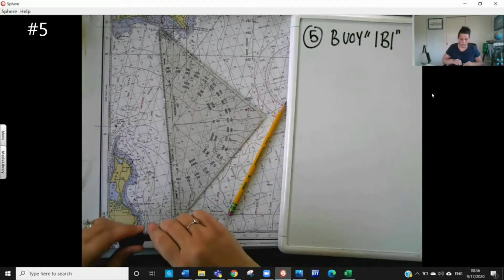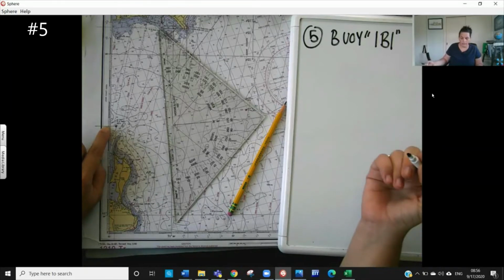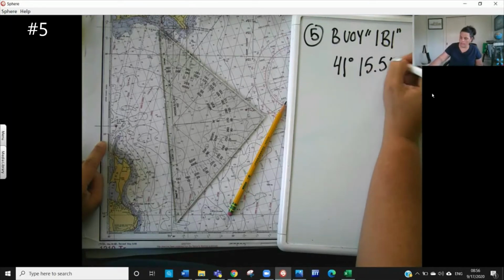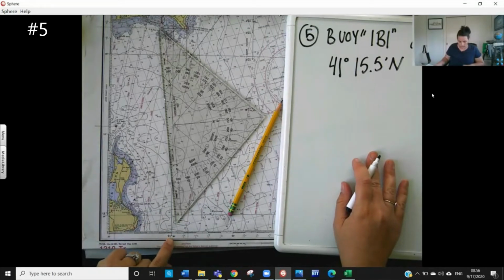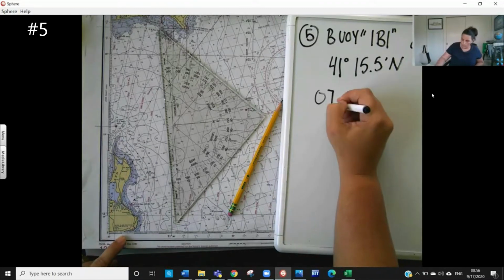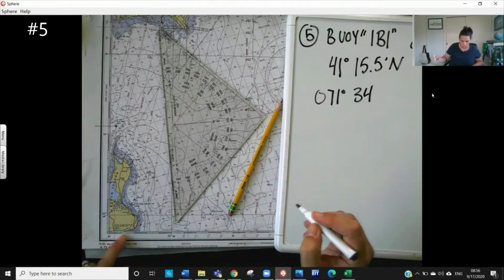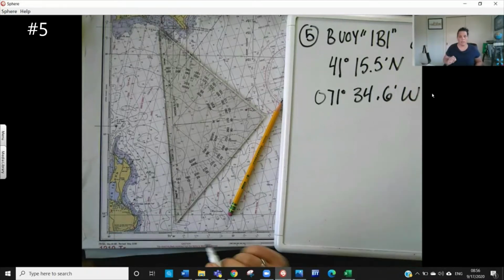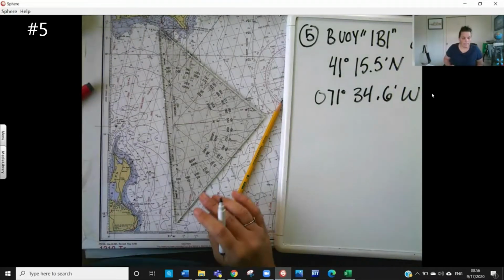So now I'm going to read. I have 41, 10, 15.5. So 41 degrees, 15.5 minutes north is going to be my latitude. My longitude, I have 71°30. This is 35, so I'm going to be at 071°34, and then I could count, and that would be 34.6 minutes west. So that is my latitude and longitude for number 5.